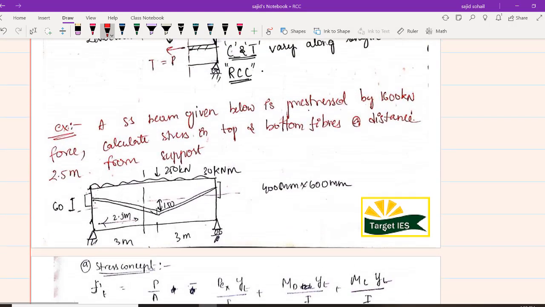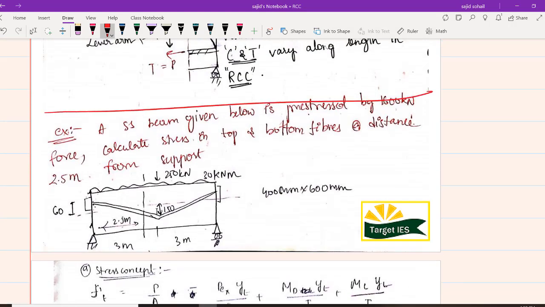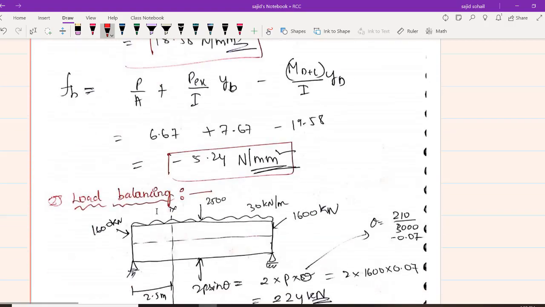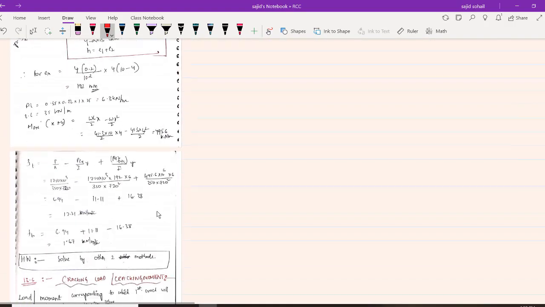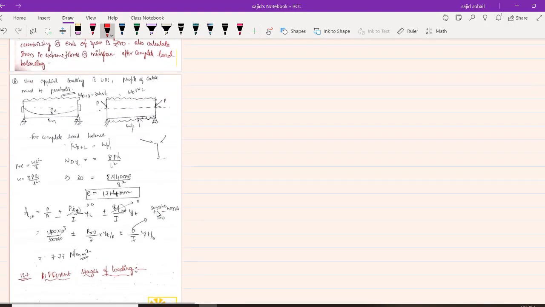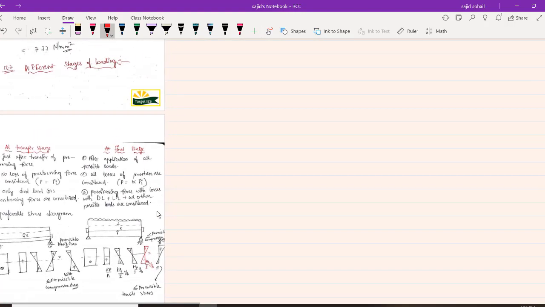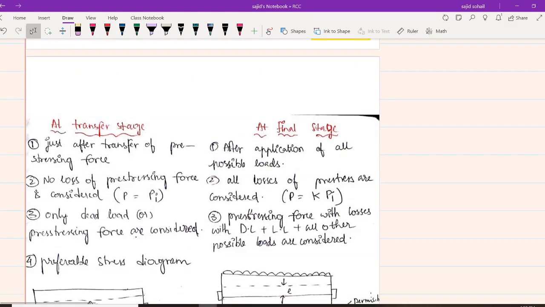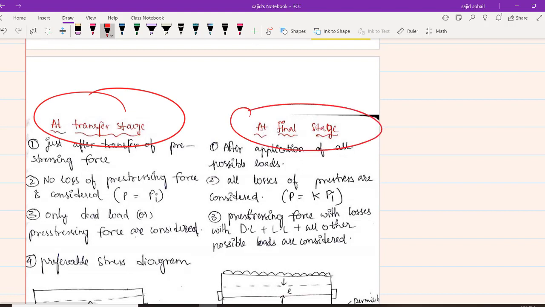So here I have explained you all the three concepts, but this is just 50%. You have to solve problems. So tomorrow I will solve one problem using all the three methods so that it will be convenient to you. I will use one problem and solve all the three methods, and there are two simple concepts: cracking moment, and also stages of stress transfer. Different stages of loading. There are two stages, at transfer stage and at final stage.